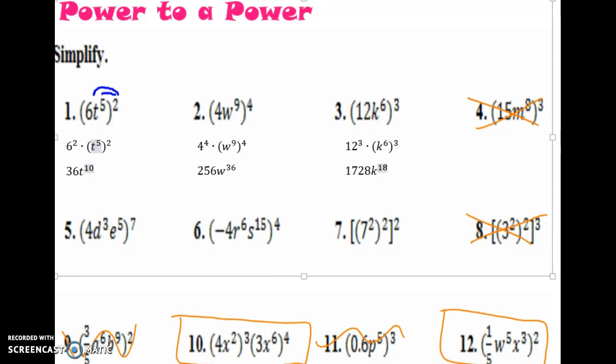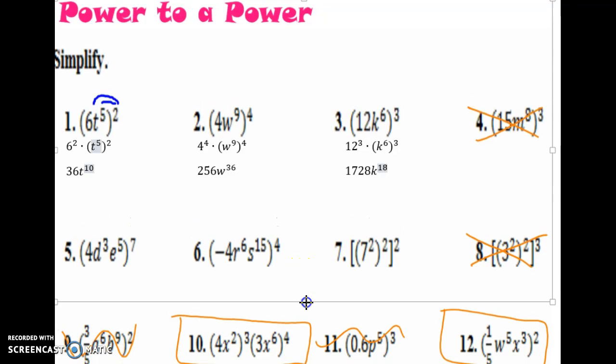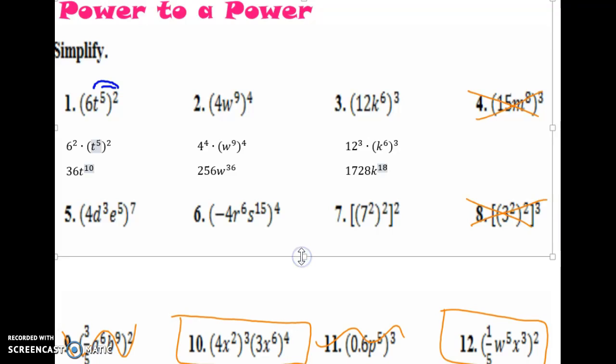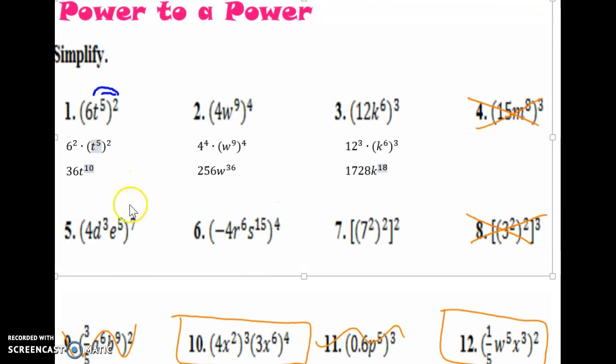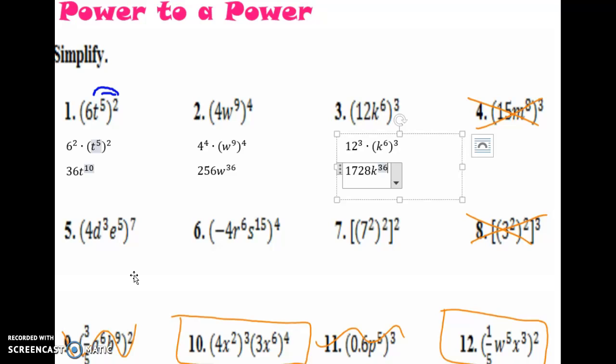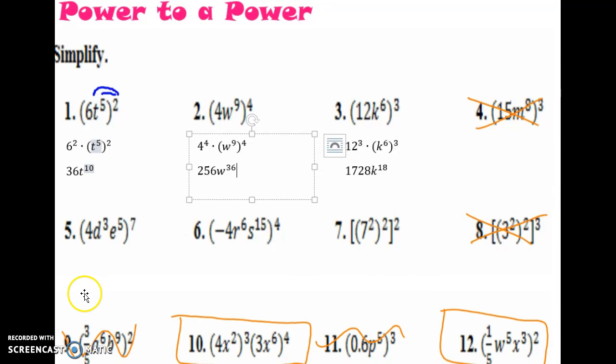Okay, go ahead and figure out what number 5 is. Pause the video and solve that. Remember, it's the 7th power to everything in there. So you're going to take the 4 to the 7th, the d to the 3rd to the 7th, and the e to the 5th to the 7th. Pause it and see what you end up with.